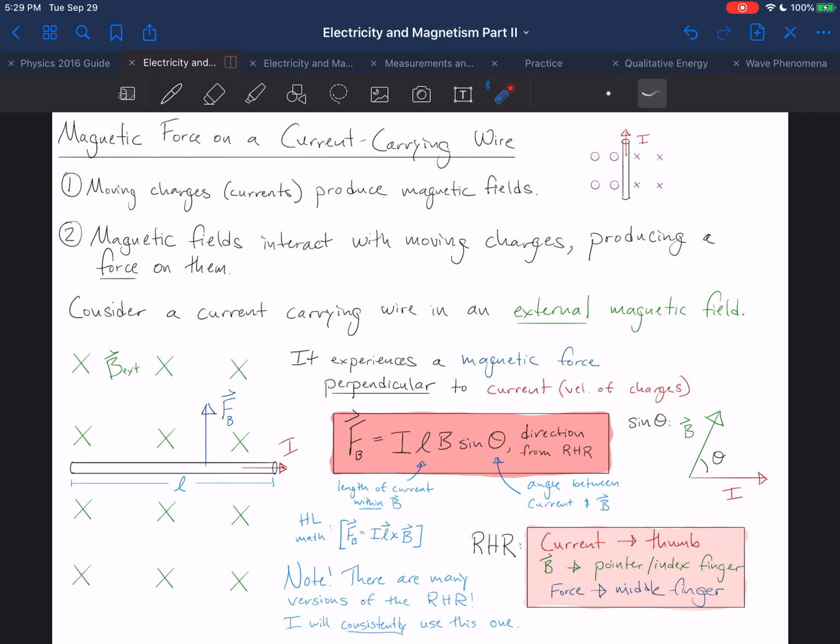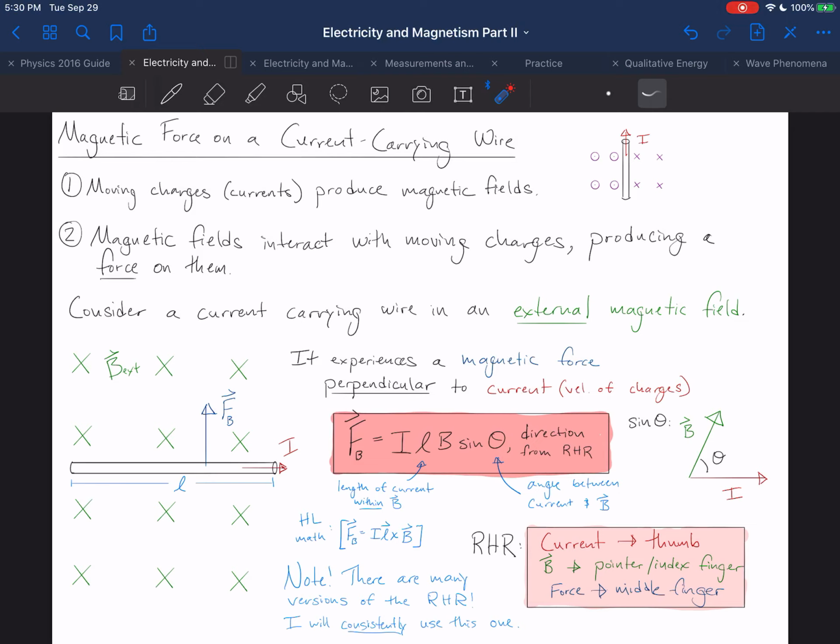Alright, so big picture, right? Huge conceptual structure. We've discussed how moving charges or currents produce magnetic fields. We introduced our right-hand rule as a way of deciding what direction those fields were in, and we said those fields were concentric circles, okay, with field strength given by B equals mu over 2 pi I divided by R.